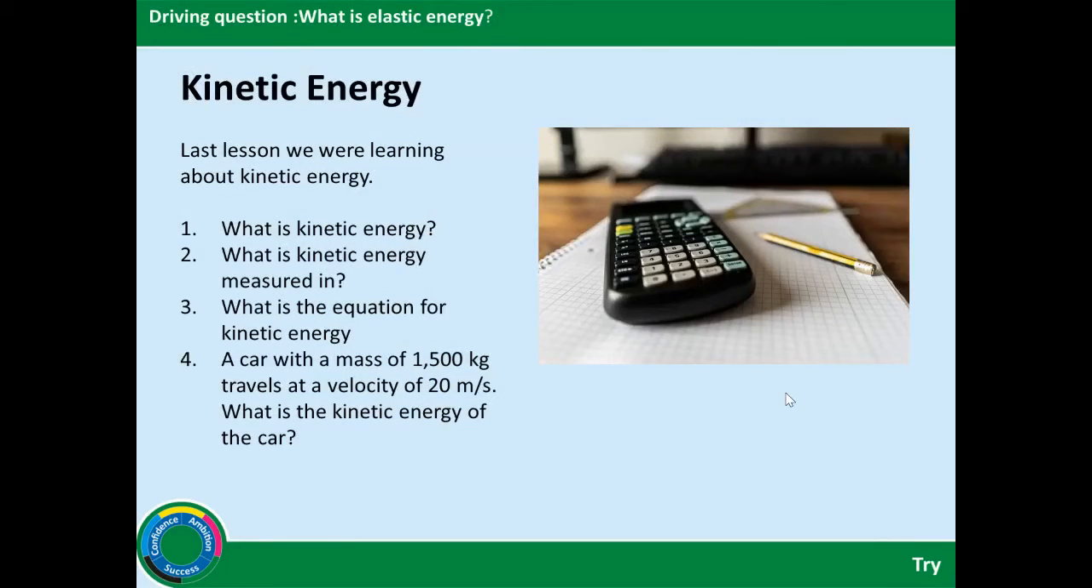Kinetic energy. Last lesson we were learning about kinetic energy. So, some questions for you. What is kinetic energy? What is kinetic energy measured in? What is the equation for kinetic energy? A car with a mass of 1500 kilograms travels at a velocity of 20 meters per second. What is the kinetic energy of the car? Okay, pause the video, go and give that a go.